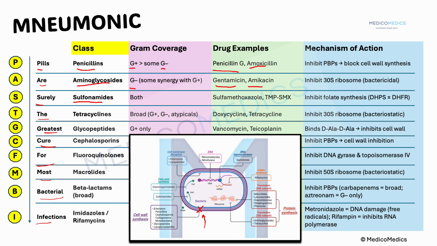Without folate, no DNA, meaning no replication. That's why we combine them as TMP-SMX, a lethal one-two punch. These are mainly used for urinary tract infections, pneumocystis pneumonia, and protozoal infections, for example. However, they must be avoided in people with glucose-6-phosphate dehydrogenase deficiency, or in late pregnancy and neonates.